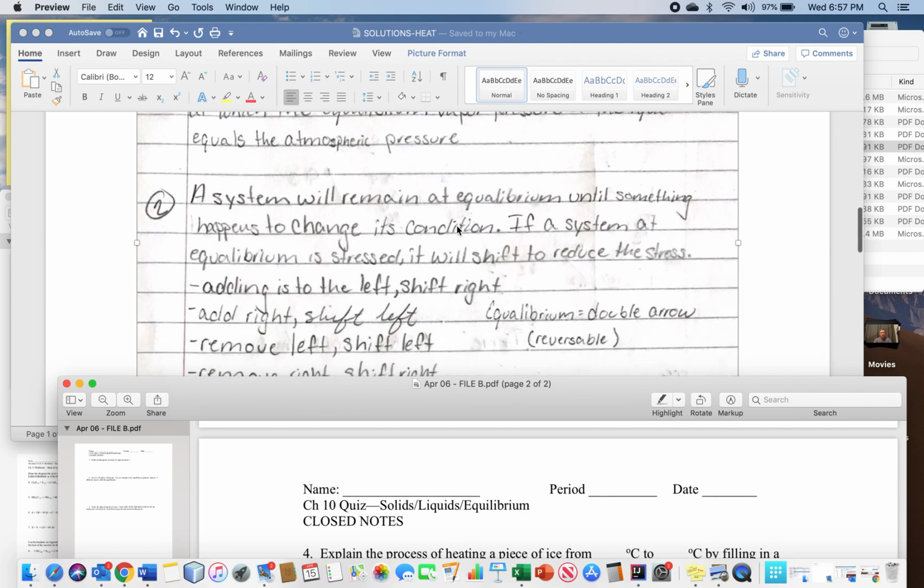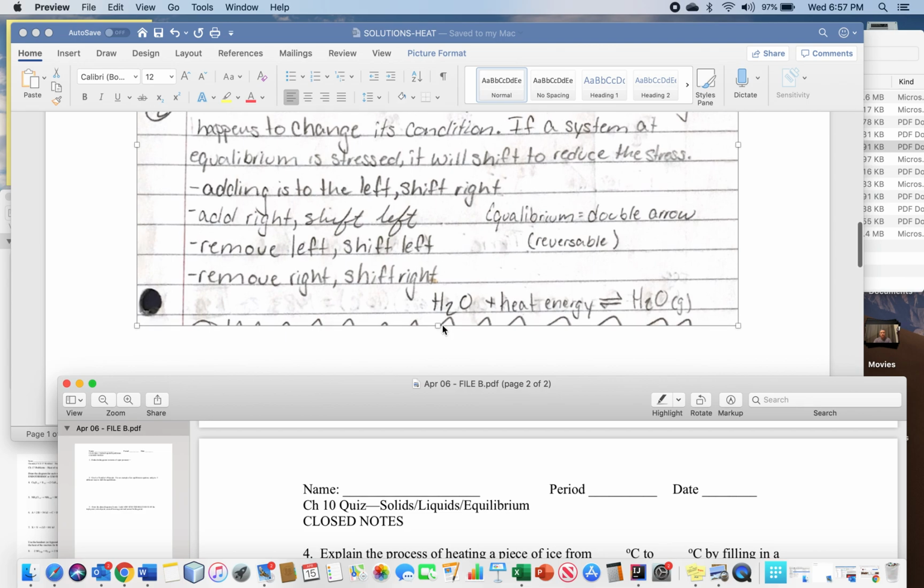Okay, number 2, Le Chatelier. And if you Googled it, great. If you didn't, I think this was one of my students, and I think they got it from a previous student from last year because it was a good definition that I used last year. A system will remain at equilibrium until something happens to change its condition. If the system at equilibrium is stressed, it will shift to reduce the stress. And I'll spend more time talking about Le Chatelier in a video, and I'll add that video to our site.